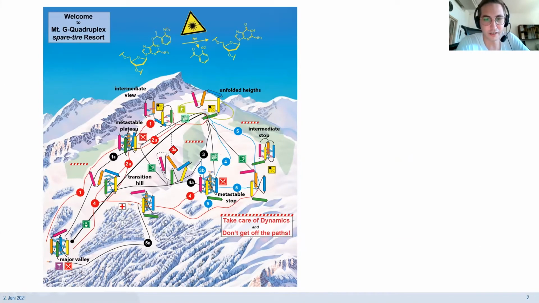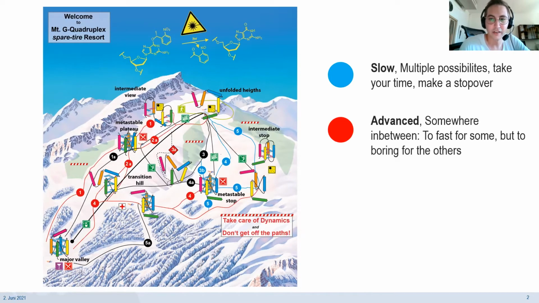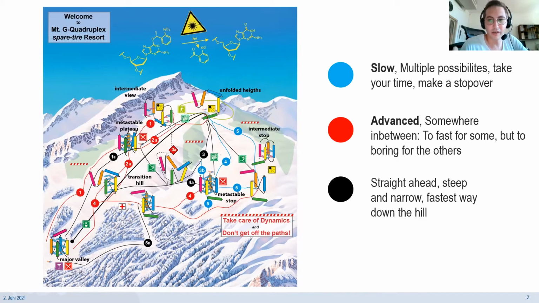The way I imagine the folding energy landscape for nucleic acids, it's pretty much represented by this skiing region map. And the skiers among you will know that in a skiing region, you will have different slopes. Typically, you would have a blue slope, which is slow and rather family-oriented, easygoing. You will have the red ones, which are for the more advanced and also quicker and faster. And in the end, you also have black slopes, which are typically steep and narrow and are typically the fastest way down to the valley, down the hill.